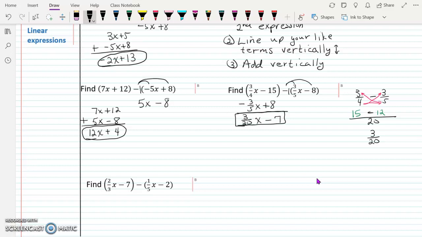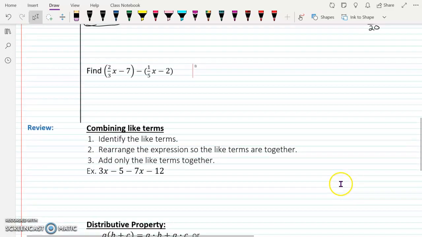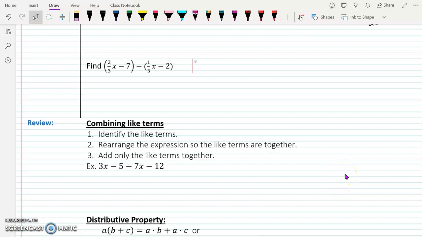Okay. Let's take a look at one last example of subtraction, then we're going to do a little review. So, again, we're going to distribute the -1 to each term. In doing that, that's going to give me a -1/5 x. A -1 times a -2, that's going to give me a +2.